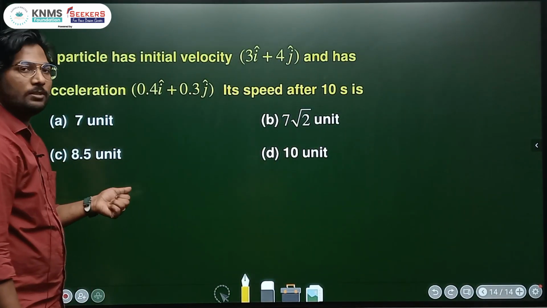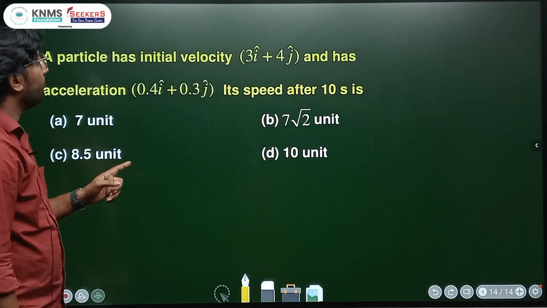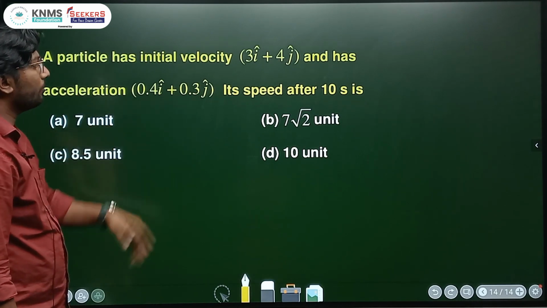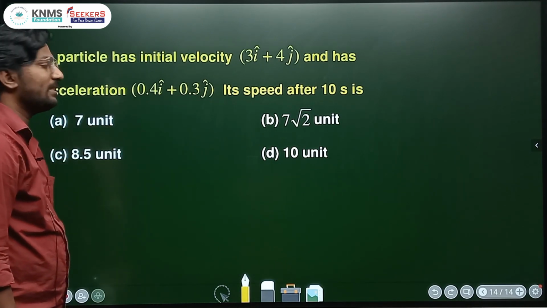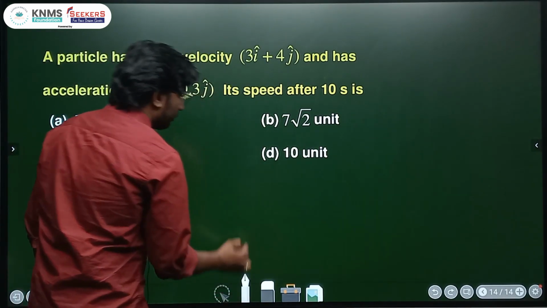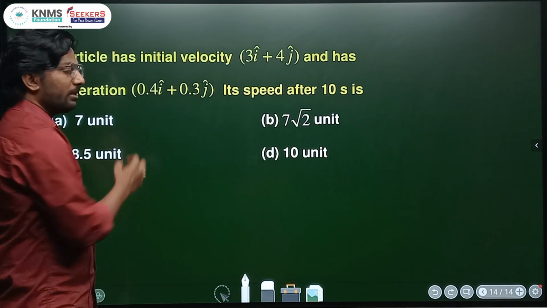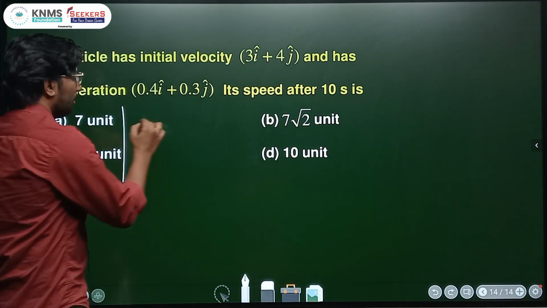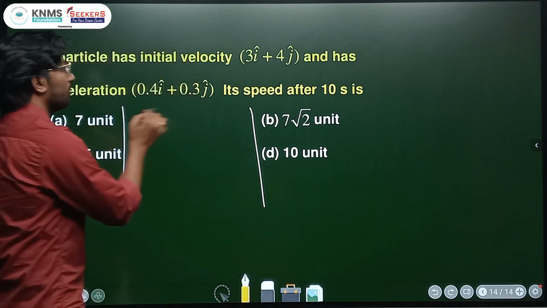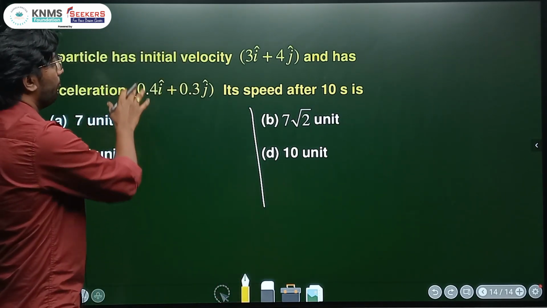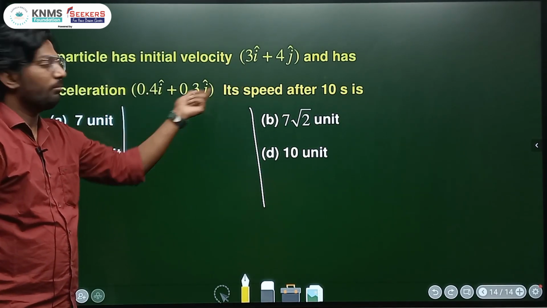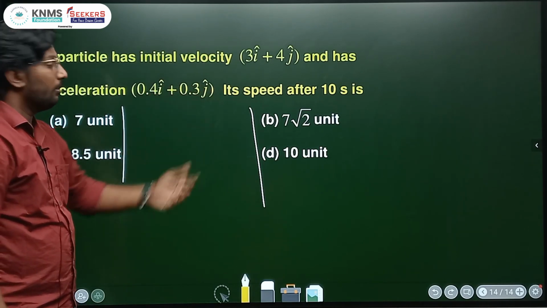So the next question in this topic is, a particle has an initial velocity of 3 i cap plus 4 j cap and has an acceleration of so and so, and its speed after 10 seconds is. This is again based on instantaneous motion, based on kinematic equations. So why are we considering this question under position, velocity and acceleration vectors? Since the quantities are given as vector quantities, but still you can solve this question using the kinematic equations.